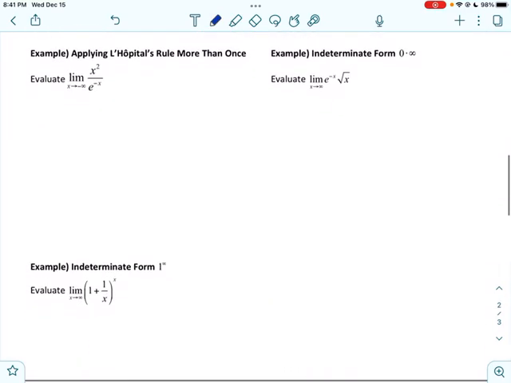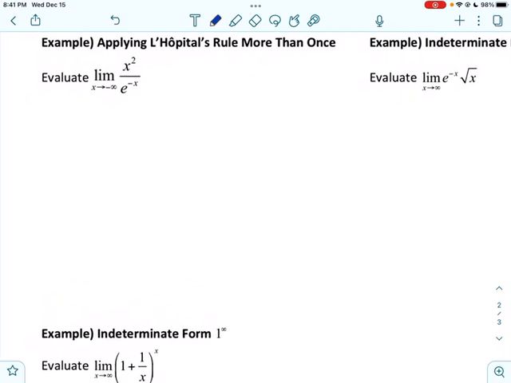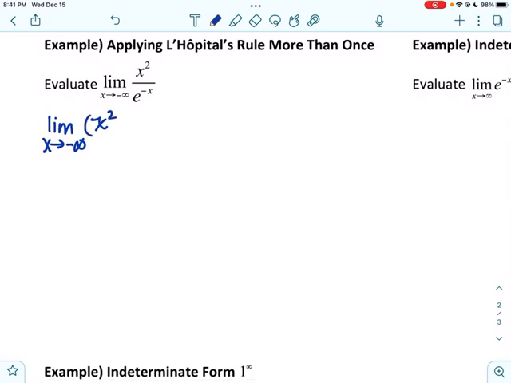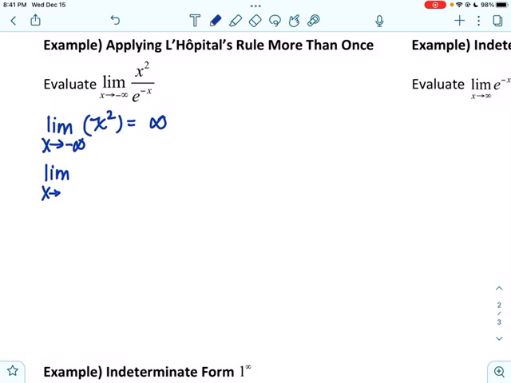So we've got applying L'Hopital's rule more than once. So I'm going to make this a little bit bigger here. We have the limit as x approaches negative infinity of x squared over e to the negative x. So we're going to start out and do the same thing. We have the limit as x approaches negative infinity of the numerator, x squared. That's going to give me infinity. And then I have the limit as x approaches negative infinity of e to the negative x. So let me be parallel here with my thinking.